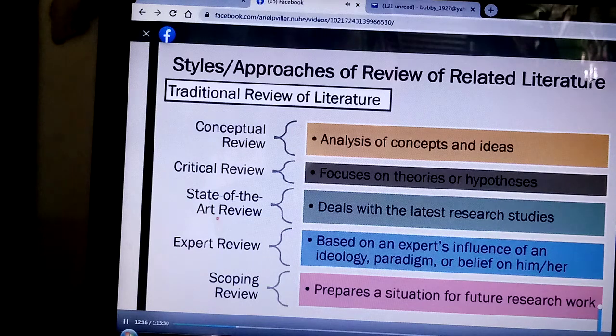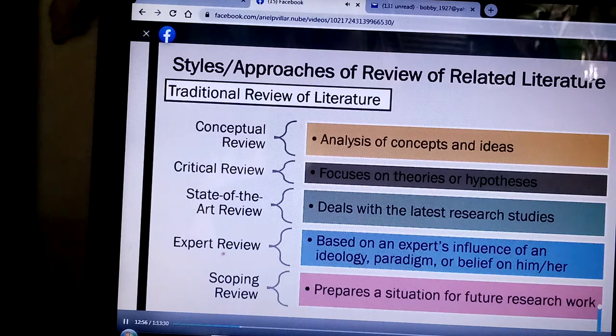the format of MC is that they require review of related studies, okay, or review of related literature. Although maraming writers, karamihan yung ating mga educational psychologists po ay conceptual sa critical review na po. But with regard to studies, basically, you have to use 10 years younger na mga related studies from 2010 pataas up to the present. Then of course, we have expert review, which is what? Based on an expert's influence on the ideology, paradigm, belief on him or her.